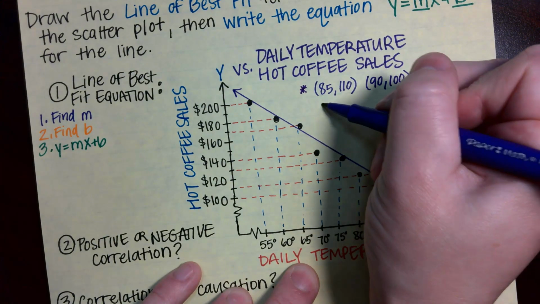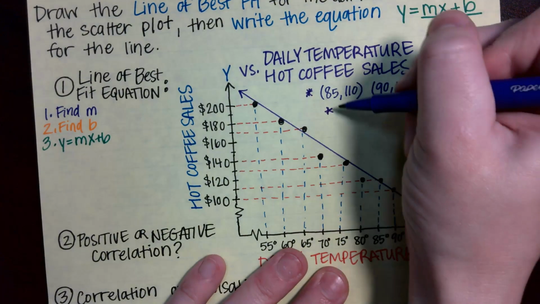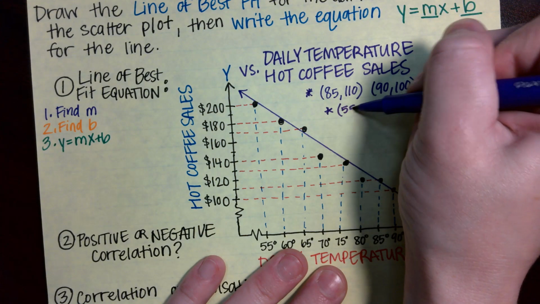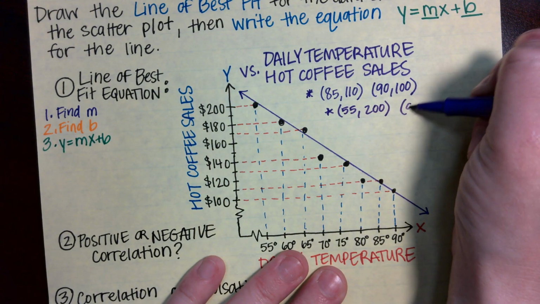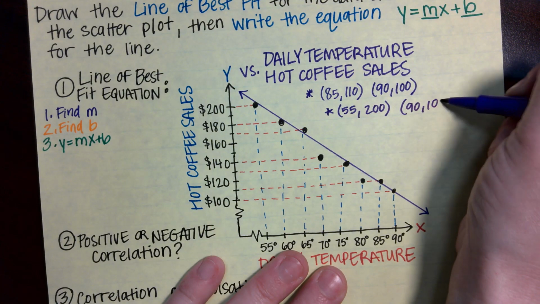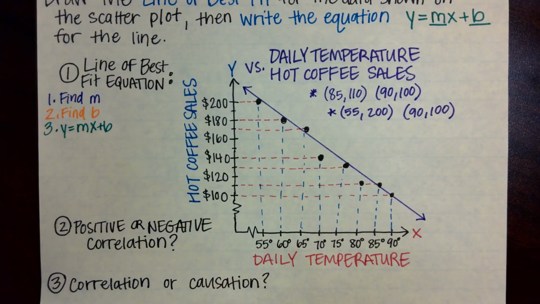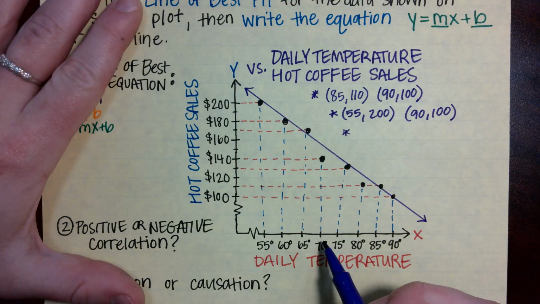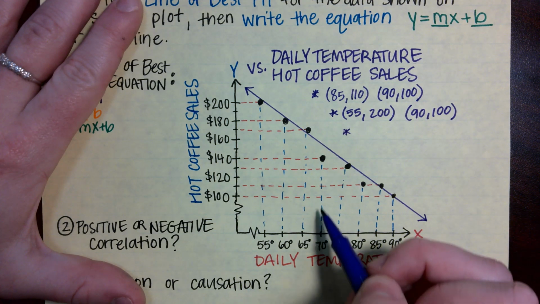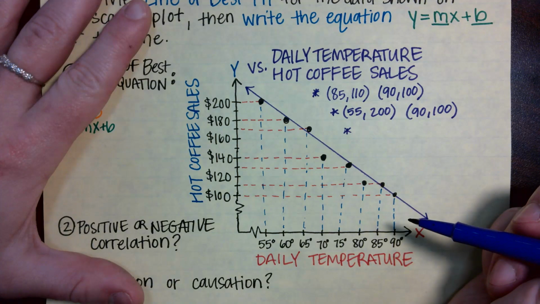Anybody want to give another set we could use? I want to see how similar. Okay, 55 and 200. Perfect, 90, 100. All right, did anybody do something similar or different from those? I did 70, 90. So you did 70. 70 for my x and 90 for my y, 140 for my x, and 100 for my y.